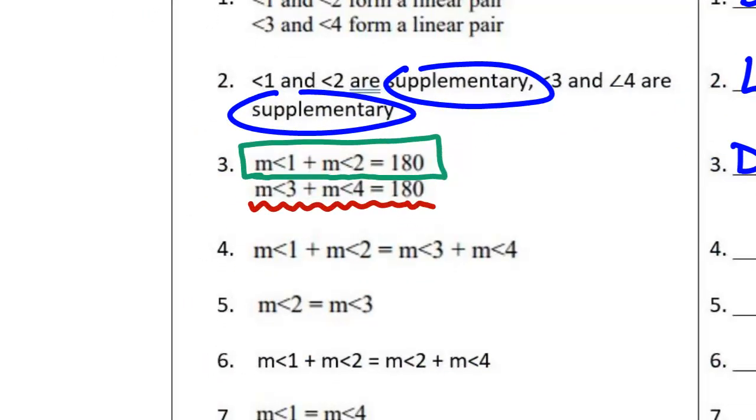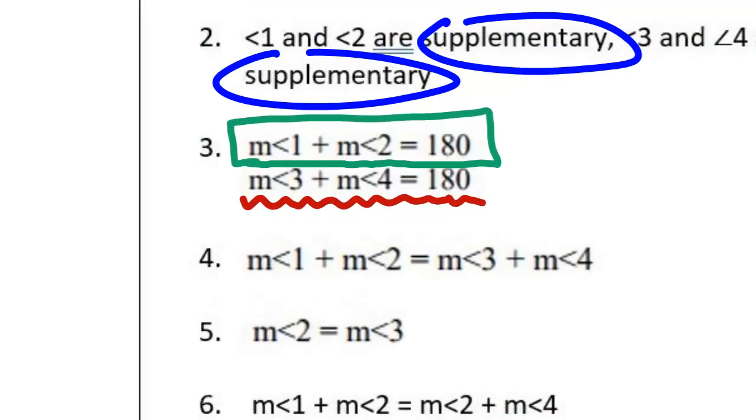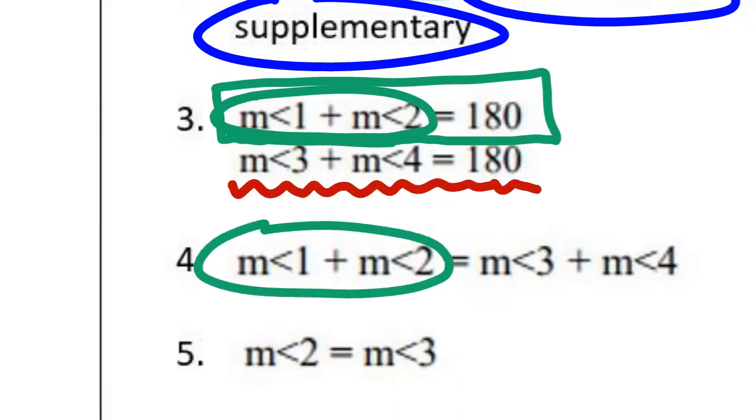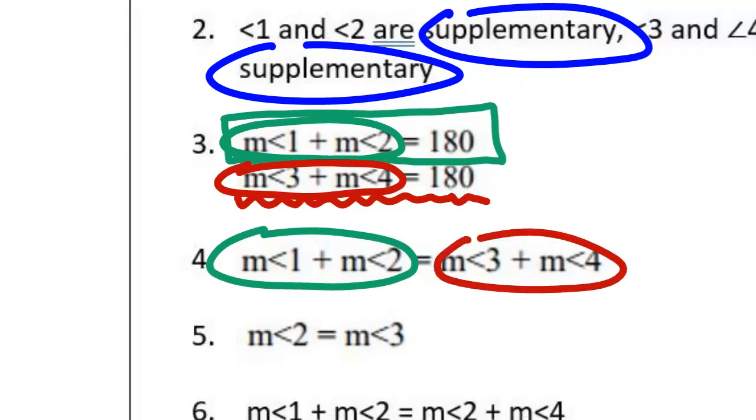All right, so now I'm looking at the next line down. Angle 1 and angle 2 being added together, that's right here. Angle 3 and angle 4 being added together, that's on the other side of the equal sign. How did I go from 2 equations that were both equal to 180 to having just one equation?